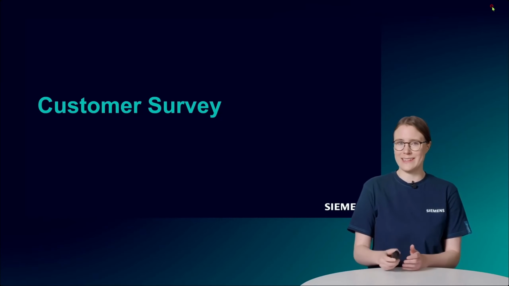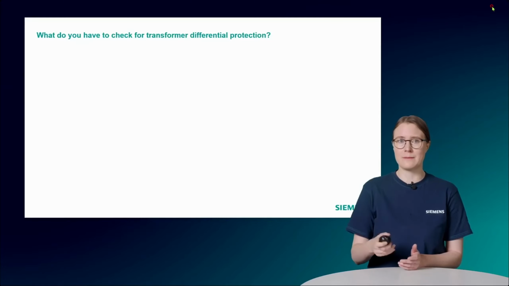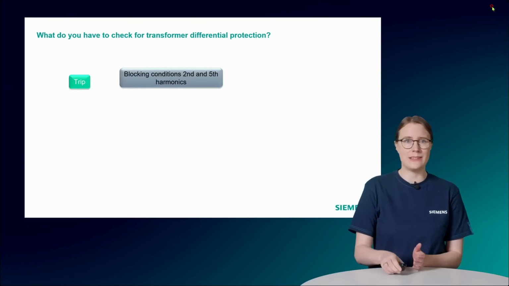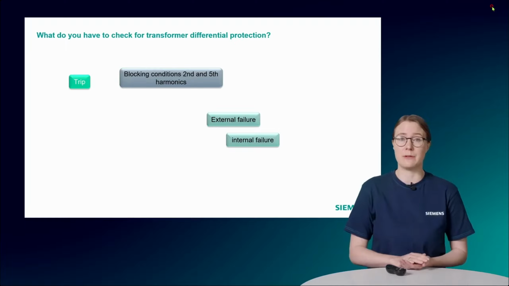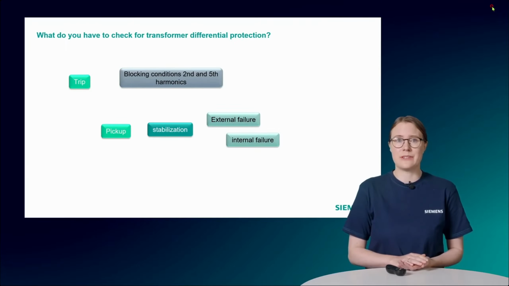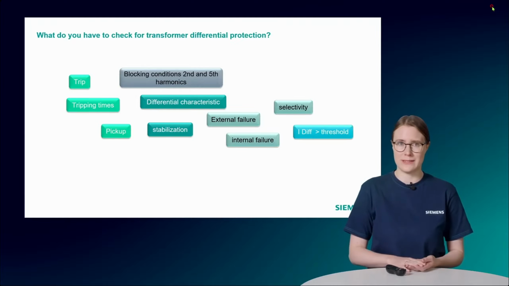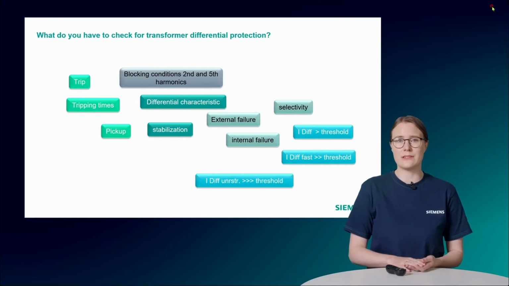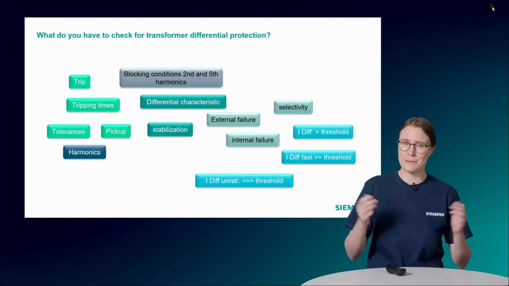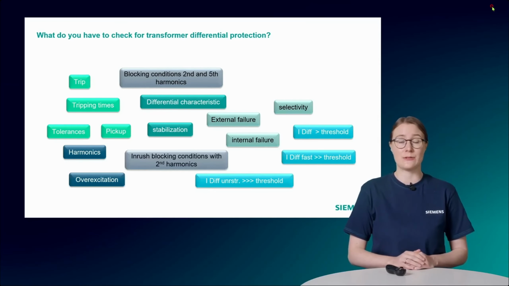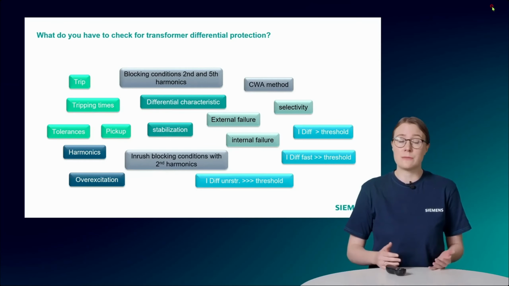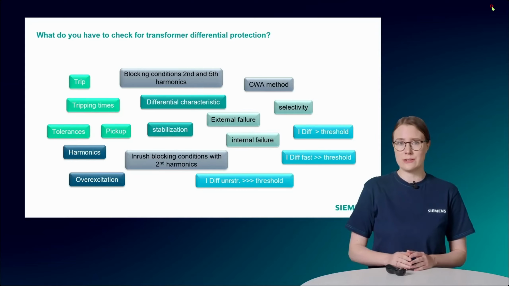All right, let's get started with the customer survey. On this slide, you see the results for the little customer survey popping up. These are the protection functions and network conditions that our customers want to test. This includes, of course, the classic protection tasks like tripping times, the differential protection characteristic, and the threshold values of the different stages that we have.